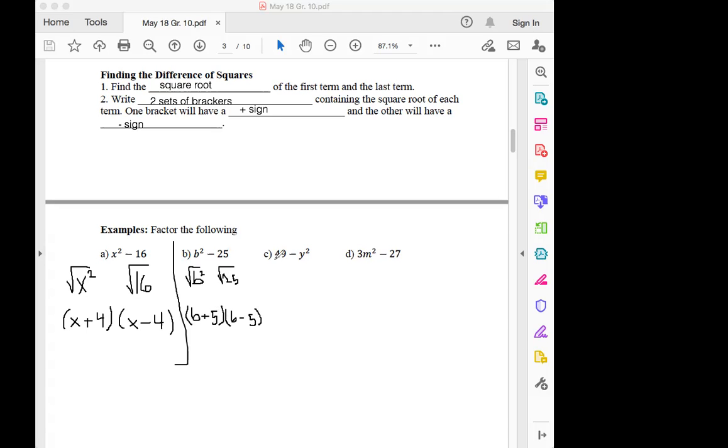Now we're going to look at the next one. There are two terms. There's a subtraction in the middle, and we can do the square root of both. So the square root of 49 is 7. We'll put that at the start of our bracket. The square root of y squared is y, so we'll put that at the end of our bracket. And you do a plus sign in one, and a minus sign in the other.